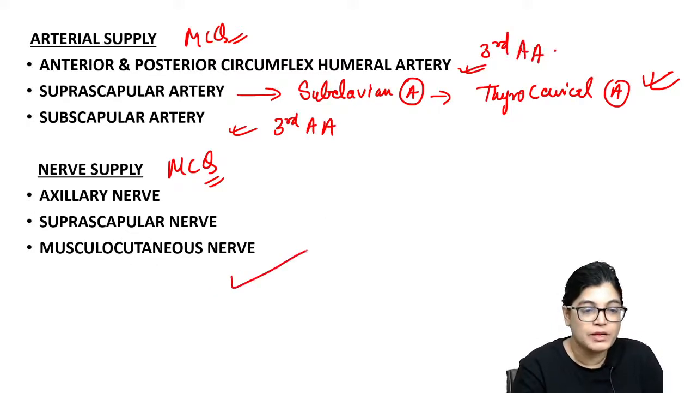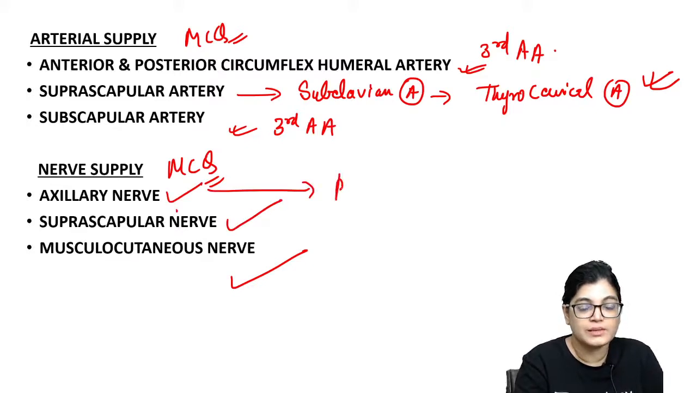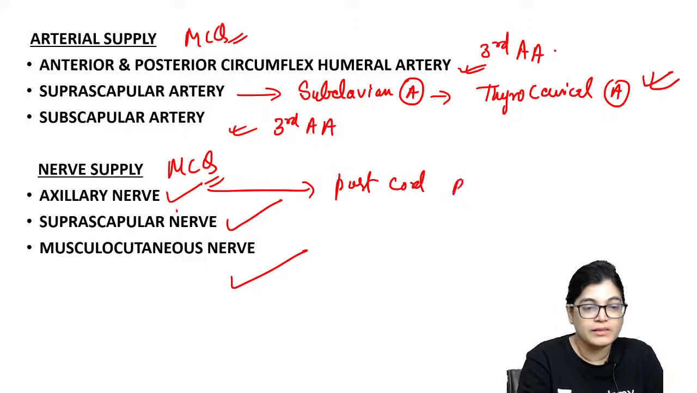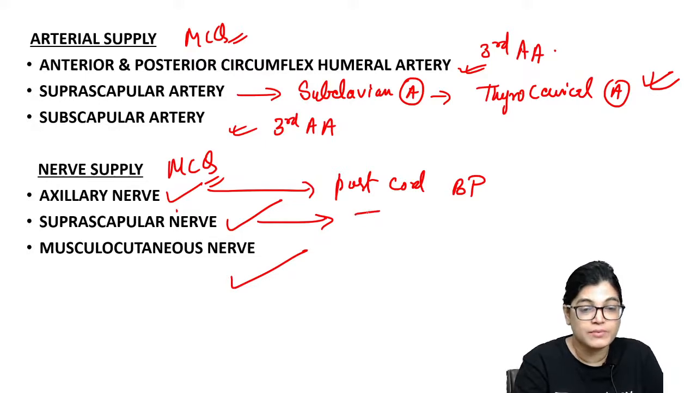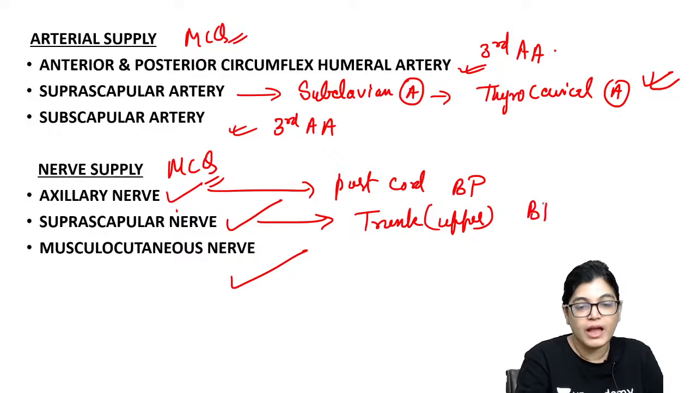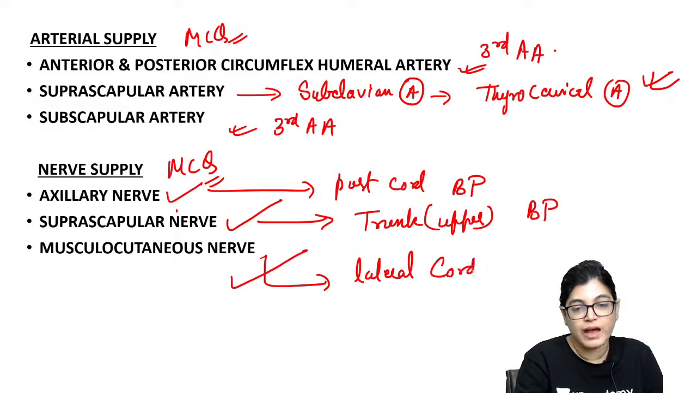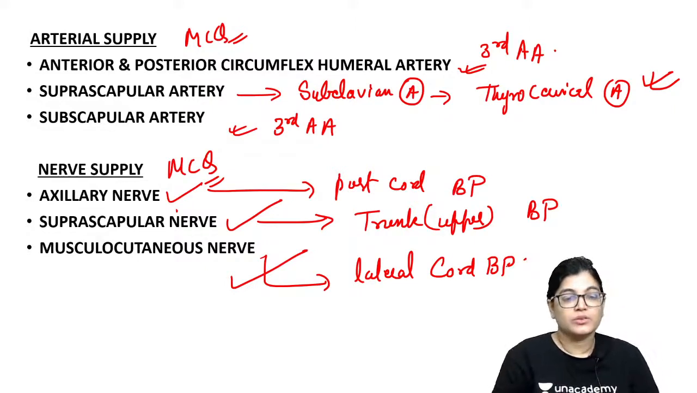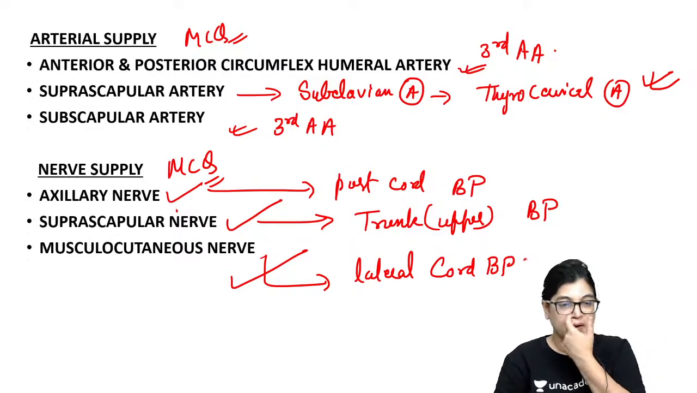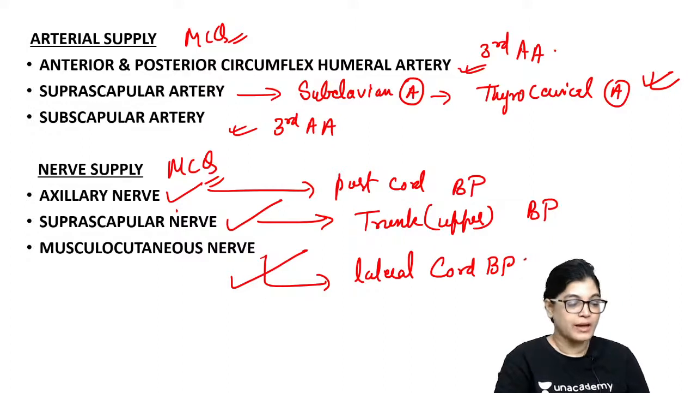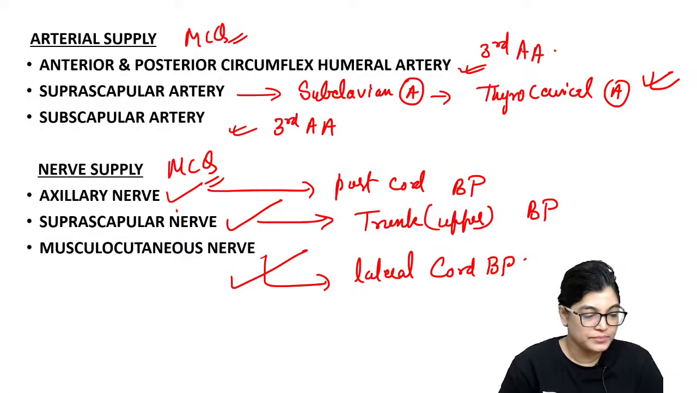The nerves: musculocutaneous nerve, suprascapular nerve, and axillary nerve. The axillary nerve is a branch of the posterior cord of brachial plexus. Suprascapular nerve is a branch of the upper trunk of brachial plexus. And musculocutaneous nerve is a branch of the lateral cord of brachial plexus. So these are the details of nerve supply and arterial supply in relation to the shoulder joint. You have to also correlate the branches, so I have written all the branch names. Now moving to the next.